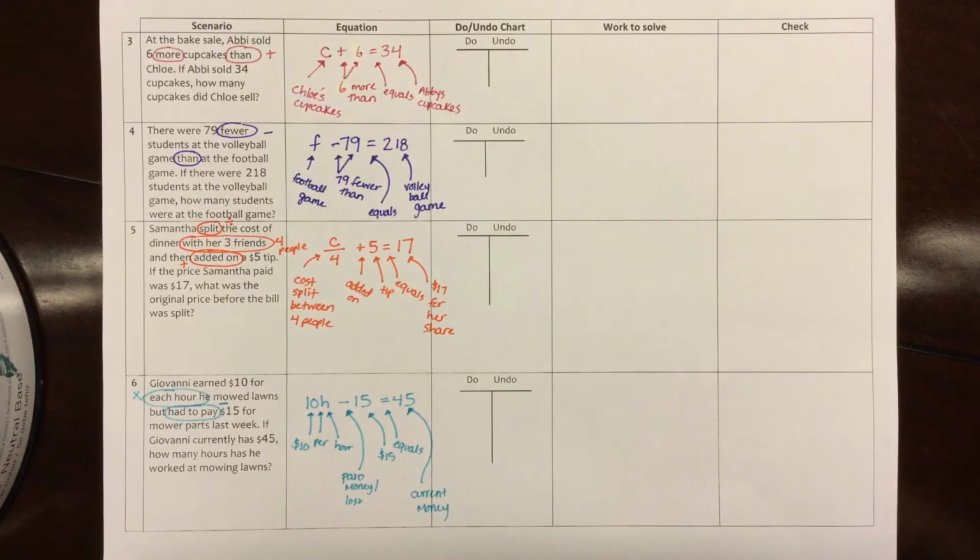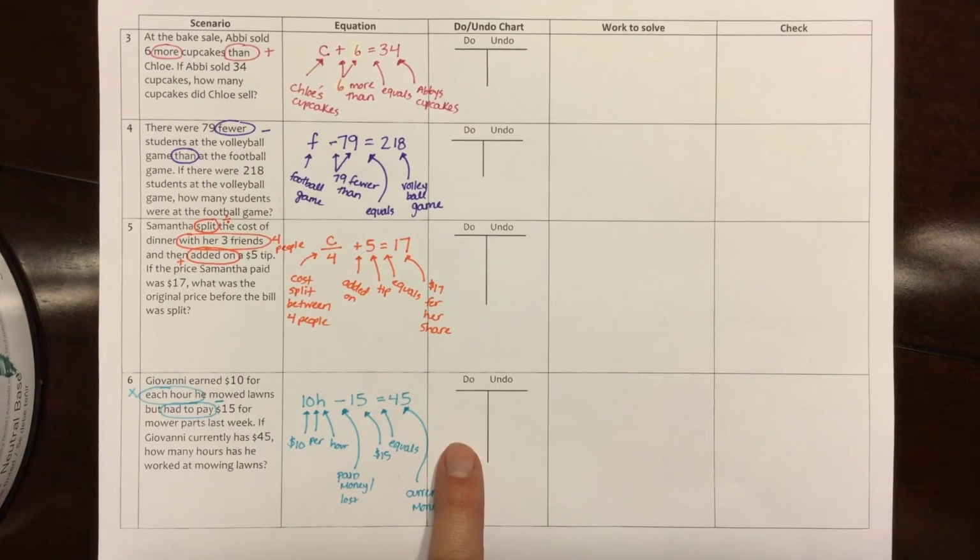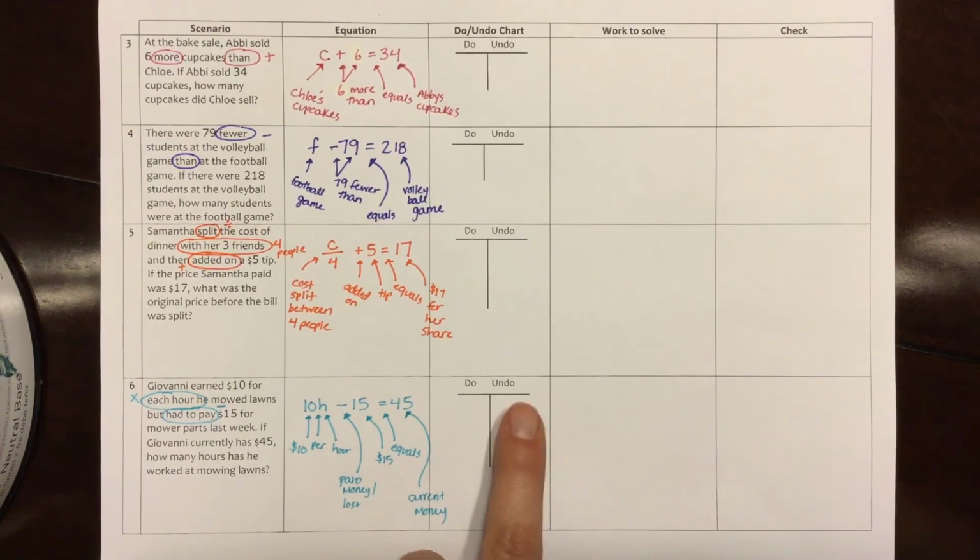For number 6, it says Giovanni earned $10 for each hour he mowed lawns, but had to pay $15 for mower parts last week. When I see the $10 per hour, that's kind of like number 1. It would be multiplied by how many hours worked. And because Giovanni had to pay money, he's losing money. So that's why the 15 is being taken off. And that equals his current amount of $45. This is another 2-step. So as you solve it, make sure that you write down what's being done, following the order of operations, and what would be your plan to undo it using reverse order of operations.